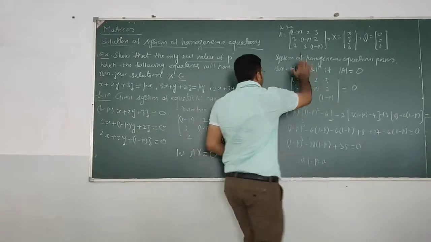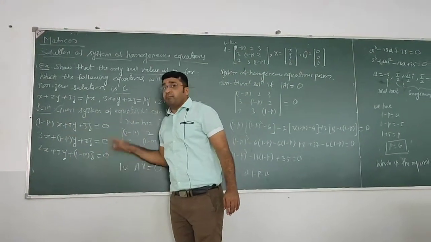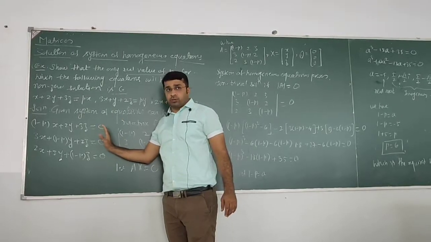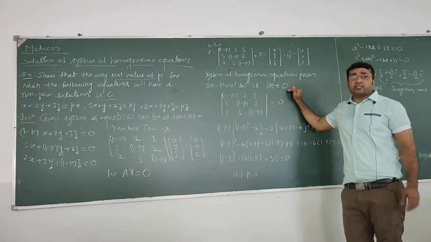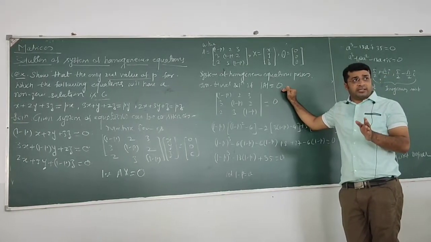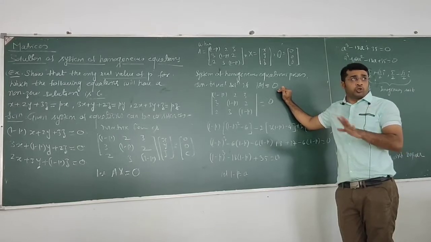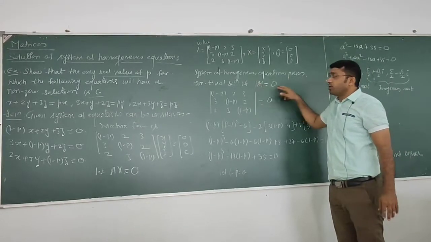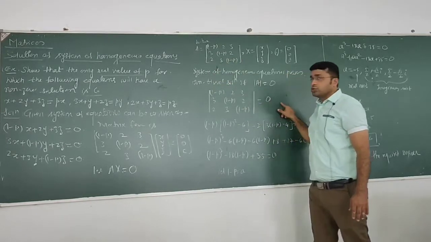Clear? Now, we know that a system of homogeneous equations possesses a non-trivial solution when the determinant of A is equal to 0. That is, whenever A is a singular matrix, the homogeneous system will possess a non-trivial solution, meaning a non-zero solution. So we find the determinant of A equal to 0. I just take the determinant of this coefficient matrix and equate it to 0.